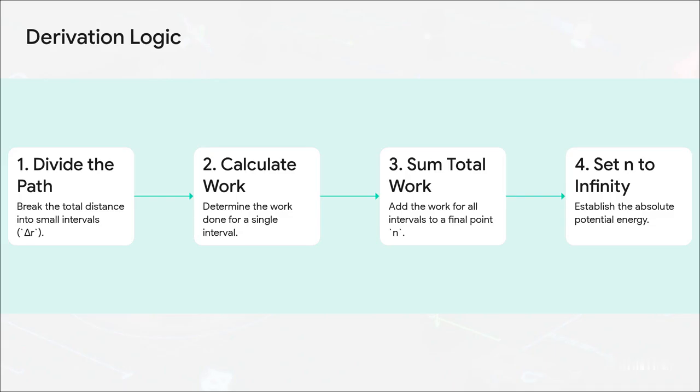We take the big problem of a changing force and break it into tons of tiny, manageable steps. In each tiny little step, the force of gravity is practically constant. So we calculate the work for one tiny step, then the next, and then we just add them all up. Finally, to find the absolute potential, we imagine that path goes all the way out to infinity.